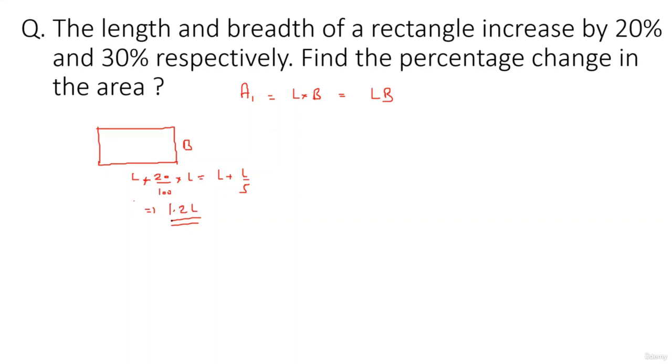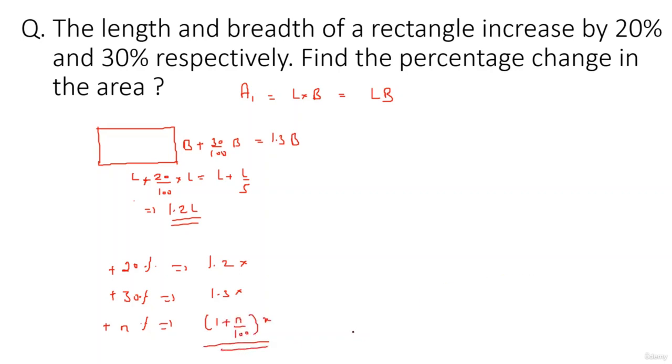I want to make a point, guys, that whenever a value increases by 20%, it will become 1.2 times. Similarly, the breadth increases by 30%. By the same logic, the breadth will be B plus 0.3 of B, which is 1.3B. So when a value increases by 30%, it is nothing but becoming 1.3 times. So whenever a value increases by, let's say, n%, what is the new value? The new value is 1 plus n by 100 times.